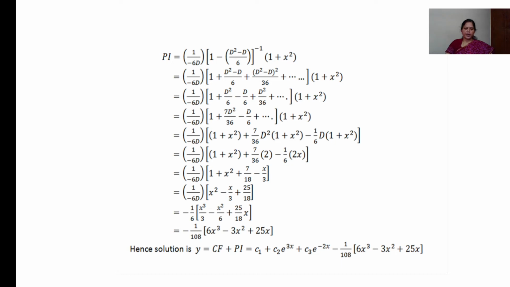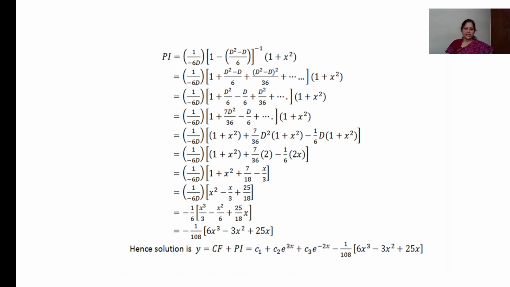Now we have to simplify this function with the first term, that is 1 by minus 6D. So minus 1 by 6 we consider as a constant and keep it as it is. Then 1 by D is there, meaning in the denominator we have D, so we want to integrate the function one time with respect to x. So we go for the integration. x square becomes x cube by 3, the second term becomes x square by 6 after the integration. Then the constant term is 25 by 18, so we get 25 by 18 into x after the integration.